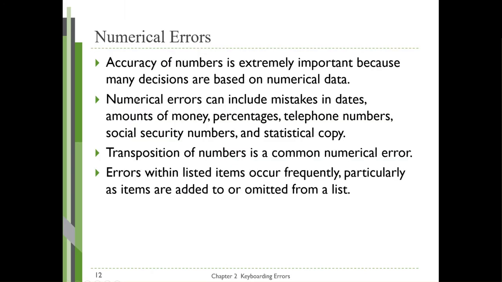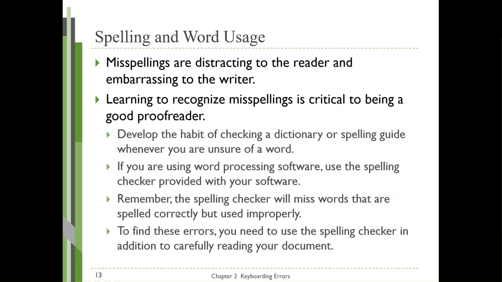Accuracy of numbers is extremely important because many decisions are based on numerical data, and that's really very true. Numerical errors can include mistakes based on dates, currency, money, telephone numbers, any kind of social security number or account number. It's all important to really get those right. Credit card numbers. Transposition of numbers is common, but it's something that we can't really allow. Errors within listed items occur frequently, particularly as items are added to or omitted from a report.